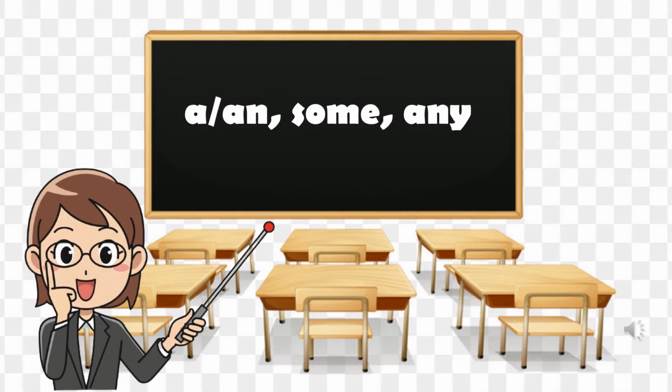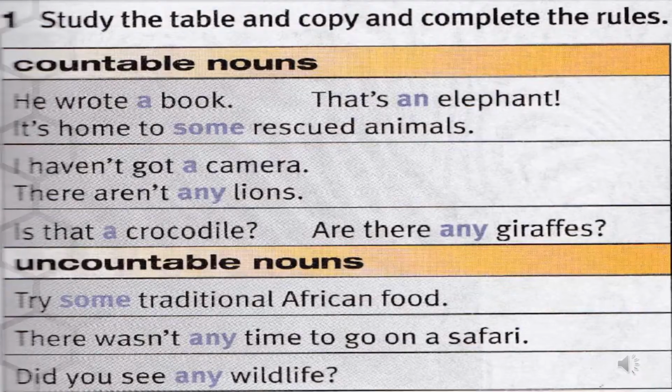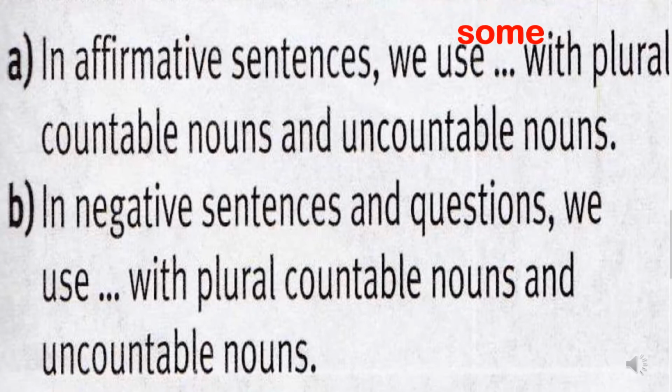A, an, some, any. Study the table and copy and complete the rules. First rule, in affirmative sentences, we use some with plural countable nouns and uncountable nouns. Rule number two, in negative sentences and questions, we use any with plural countable nouns and uncountable nouns.